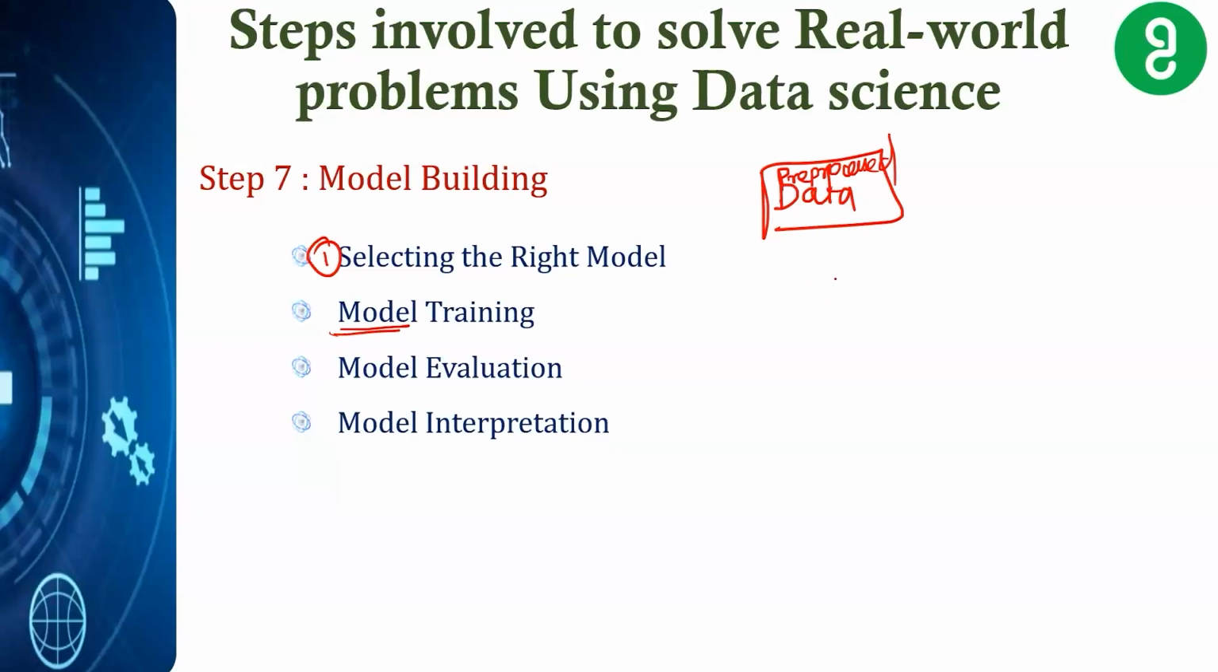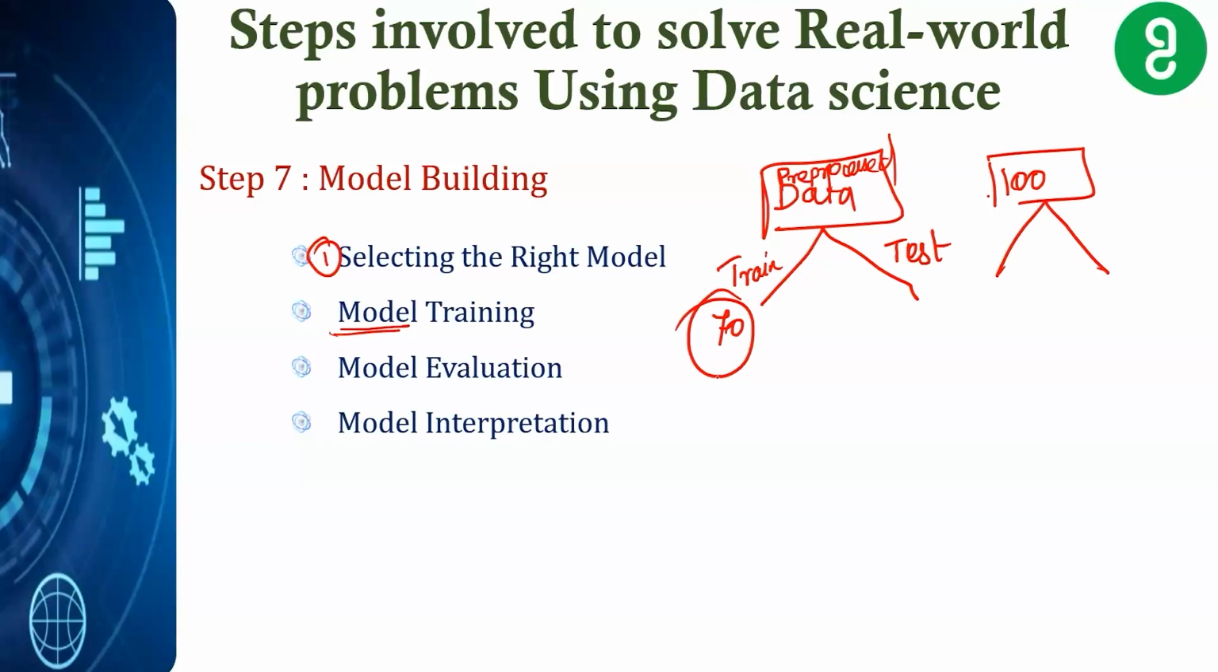Once you have received this kind of pre-processed data, you can start building your model. For that purpose, your data set is going to be split into two parts. One is train, and another one is test. This is training, and the other data set is test. In general, the 100% data set is divided so that 70% of the data is allotted for training and 30% is allotted for the test data set.